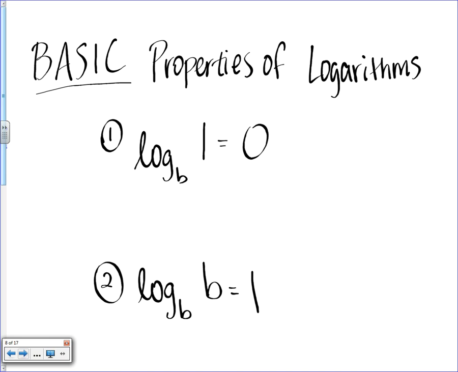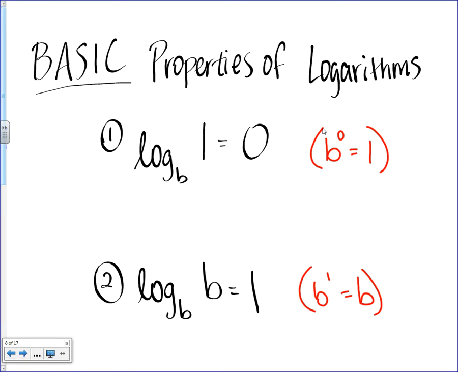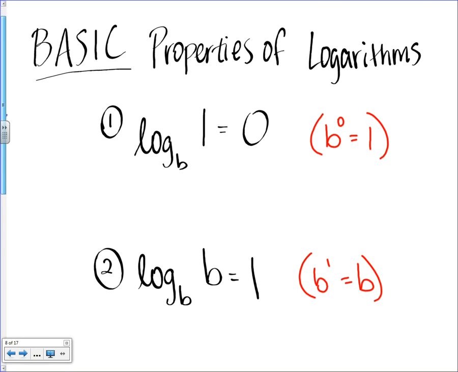That's written in logarithmic form. It will make sense to you if you write it into exponential form. I have a base of b to the 0 is equal to 1. And you know that any base to the 0 power is 1. Number 2 down here, if I write this in exponential form, I have b to the 1st is equal to b. Again, that should make sense to you. If I take any base to the 1st power, it's just that base over again.